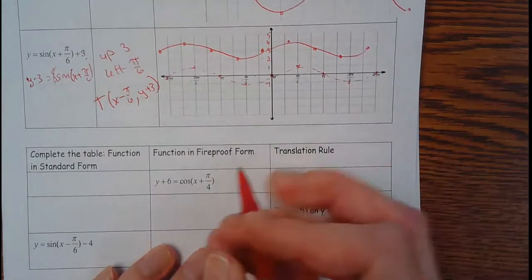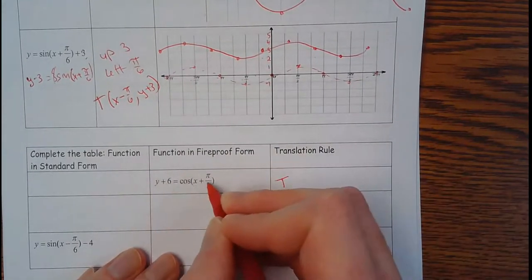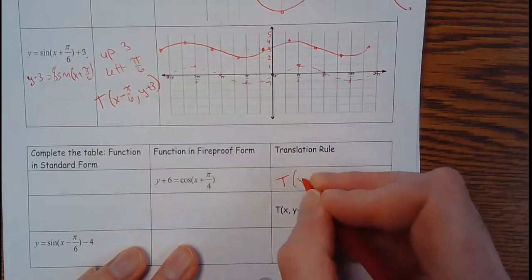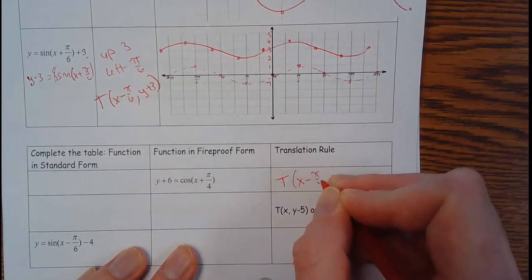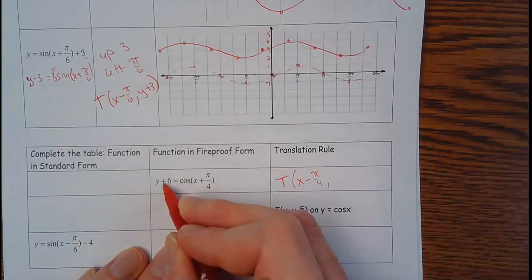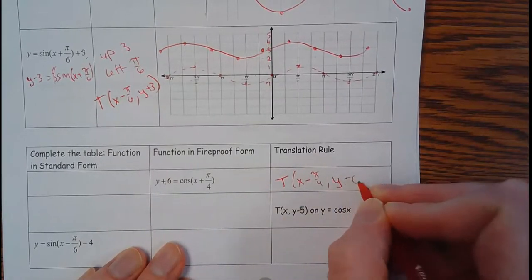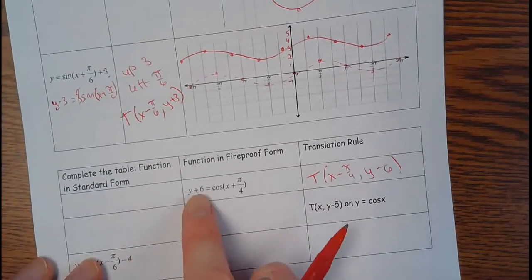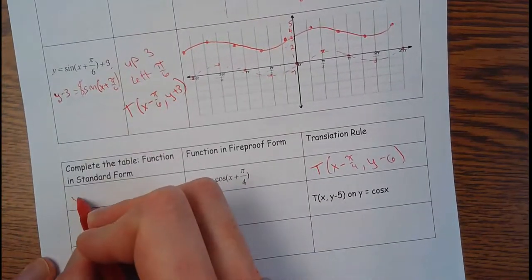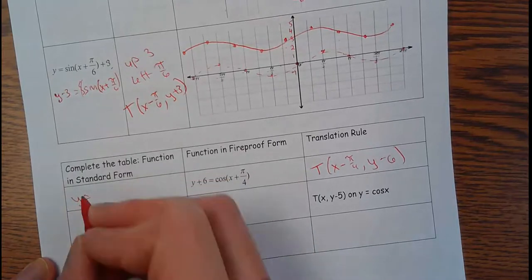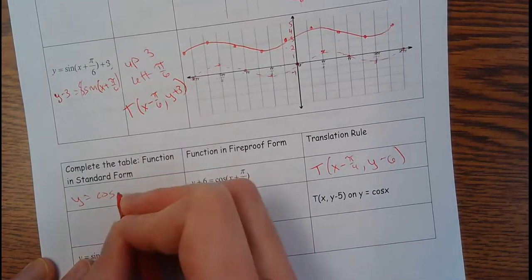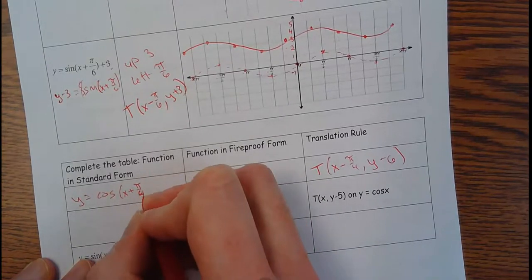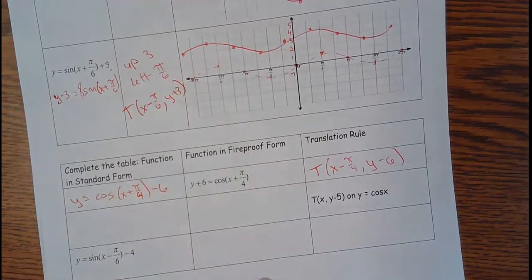So my translation rule on this, I'm going to go through the x's first. I'm going to go left pi over 4. So it'd be x minus pi over 4. And then I'm going to go down 6. So it'd be y minus 6. Something like that. How to get in standard form, I'm just going to get y by itself. So this would be y equals cosine x plus pi over 4 minus 6.